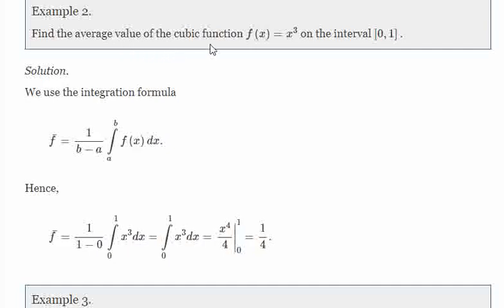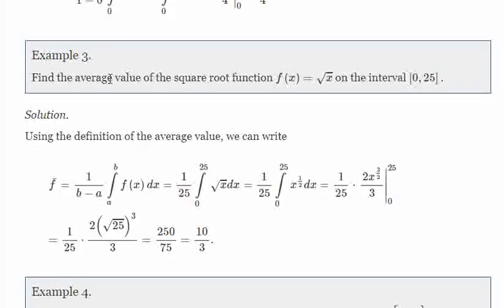Find the average value of the cubic function x cube on the interval 0 to 1. We know the formula of the average value of a function in a given limit. So here b is 1 and a is 0. So the length of the interval is 1 minus 0 is 1, and the integral of 0 to 1 x cube dx. We know the integral of x cube is x to the power 4 by 4, and we will put the limit, so we will get 1 by 4. Now we are going to our third question.